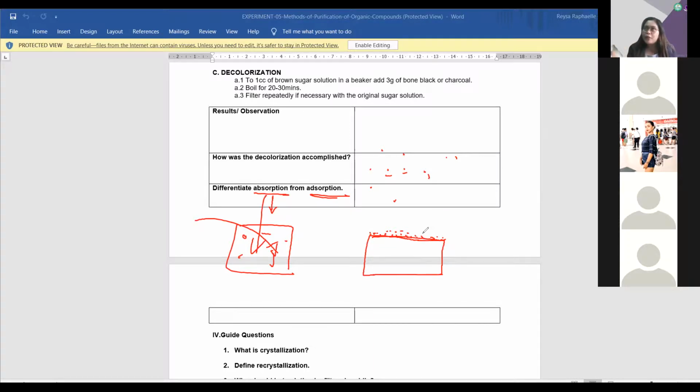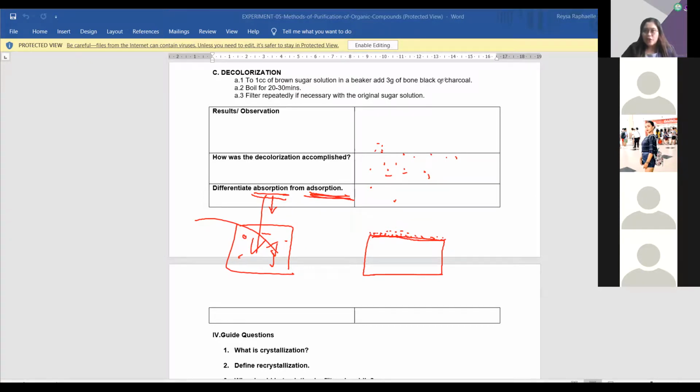So for example, if an impurity causes color in the original substance, then we can remove the color by sticking the impurity to the surface of the charcoal. If we talk about the ref, when something smelly is placed in the ref, the gas particles that cause the odor will also stick to the surface of the charcoal. That is the adsorption process, class. I hope you can now differentiate between absorption and adsorption. So for the decolorization process, it's called adsorption.